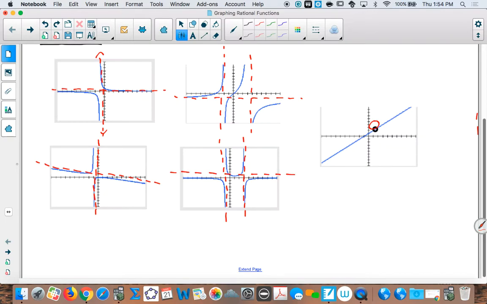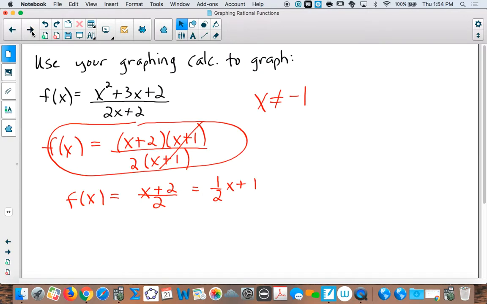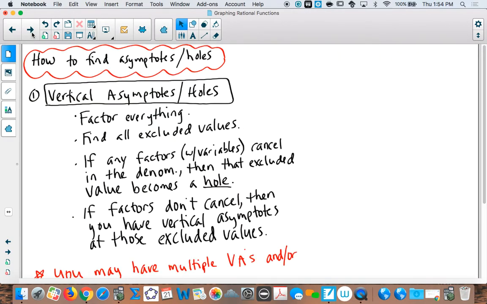Okay, so again, you can also have, by the way, any of these four graphs on the left, they can also have holes. You can have holes and asymptotes together. It doesn't have to be necessarily one or the other. All right, I'm going to scoot back to how we find these things.